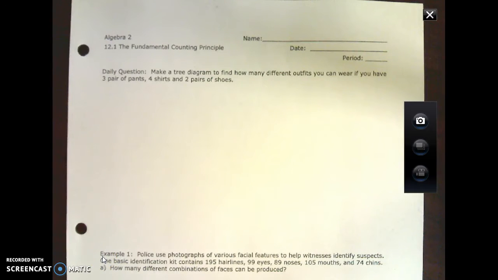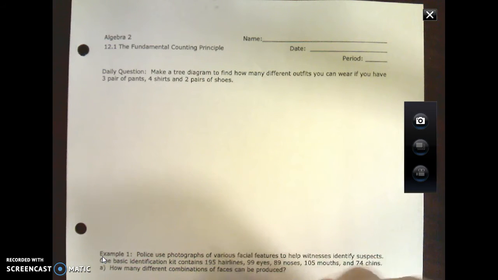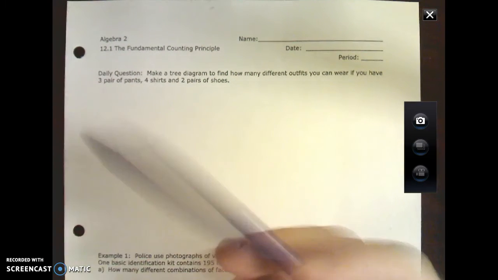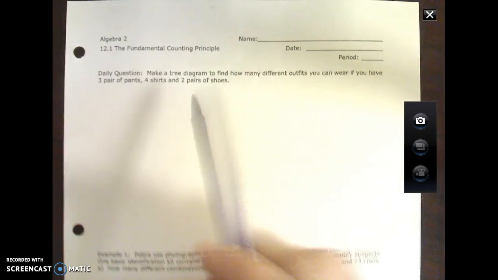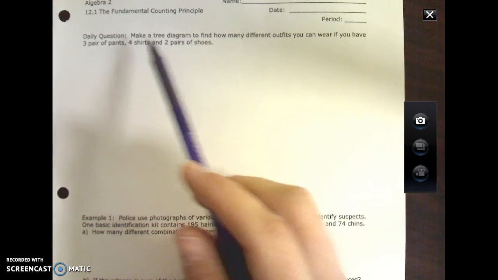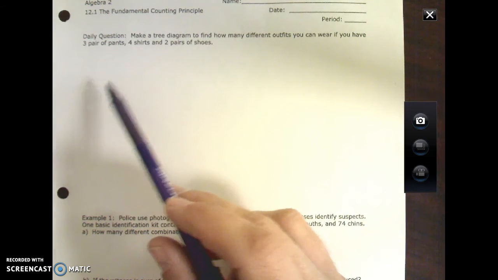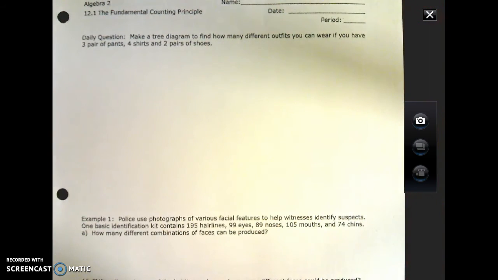Okay, ladies and gentlemen, today we begin taking a look at some statistics and how we can view it. Now, the neat thing about statistics is you can see it in so many different aspects of life. So we're going to begin today with the fundamental counting principle. Okay, it says here, daily question: make a tree diagram to see how many different outfits you can wear if you have 3 pairs of pants, 4 shirts, and 2 pairs of shoes.